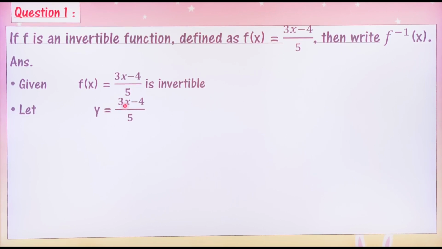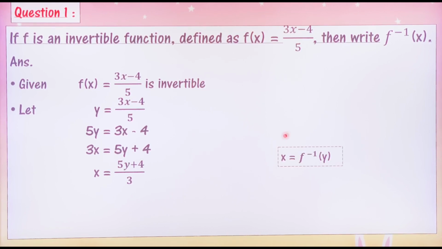Let y equal (3x − 4)/5. We get 5y equals 3x − 4. That is, 3x equals 5y + 4. Now x is equal to (5y + 4)/3. We know that x is equal to f inverse of y. So that f inverse of y is equal to (5y + 4)/3. Replace y with x, we get f inverse of x is equal to (5x + 4)/3.